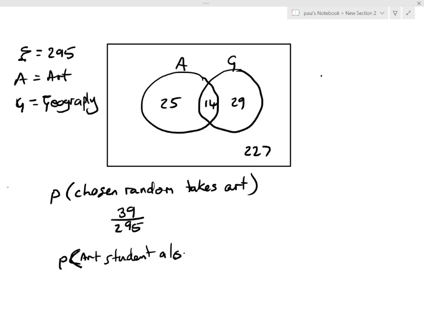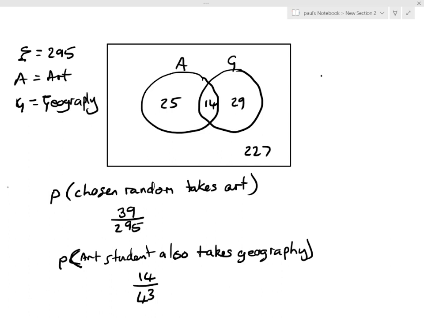also takes geography, tells the condition here, we're only looking at the art students, which are these here, which is 29 and 14. That's 43 art students, and the people that also take geography are the 14 there, 14 out of 43.